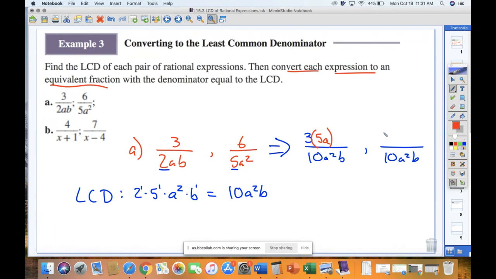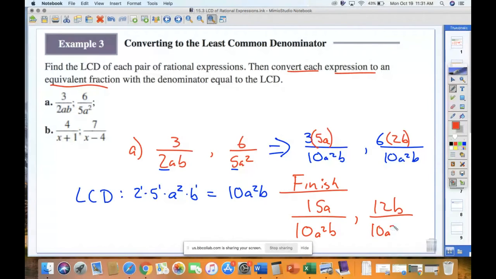My other fraction had a 6. It's got to stay. I'm going to make that a blue 6 because it's the original. So we're going to have 6 times. Now the 6 had a denominator of 5A squared. So from 5 to 10 was times 2. A squared to A squared is times 1. But I need a B, right? A B is missing here. So I'm going to take it times 2B. Now notice I put what's missing in parentheses because now to finish the problem, I'm going to multiply these out. 3 times 5A is 15A over my 10A squared B. And 6 times 2B is 12B over 10A squared B.